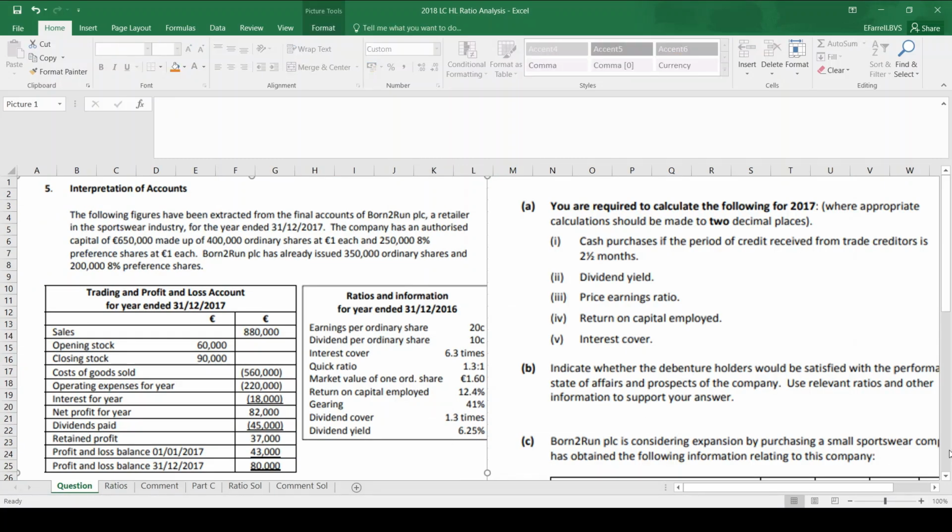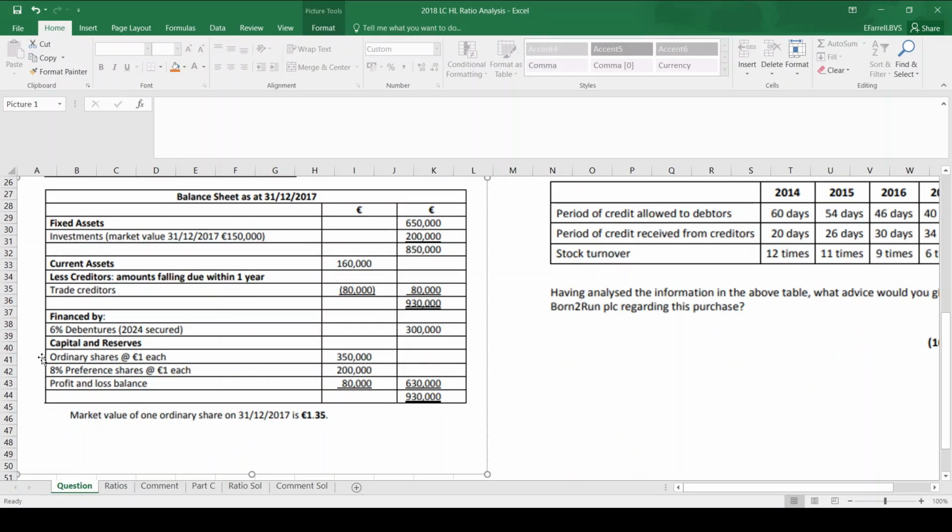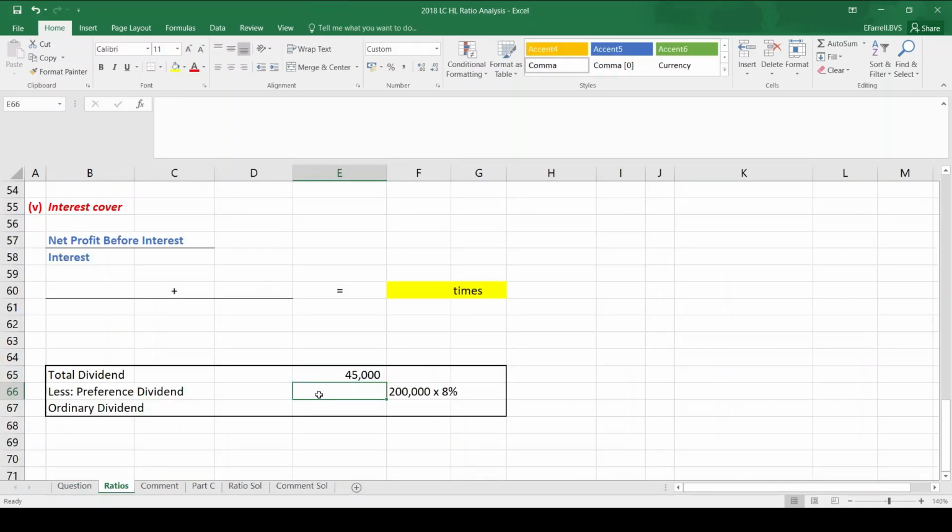From the information we're given at the bottom of the balance sheet, we can work out the preference dividend, because there are 8% preference shares, 200,000. So 200,000 shares, and they get a dividend of 8%. So the preference dividend is 200,000 by 8%, which comes to 16,000, and the difference has to be the ordinary dividend, which is 29,000, because they must add up to the 45.